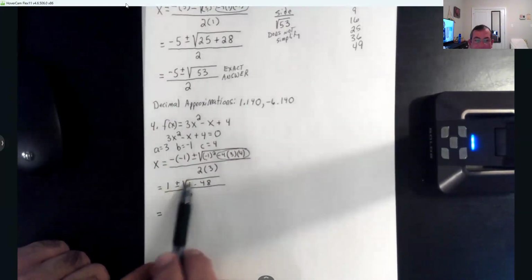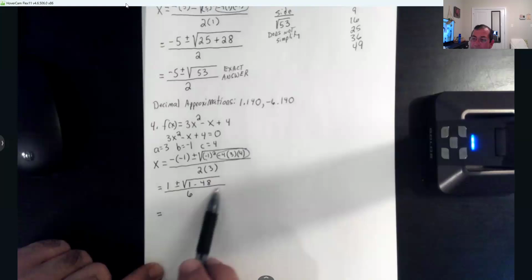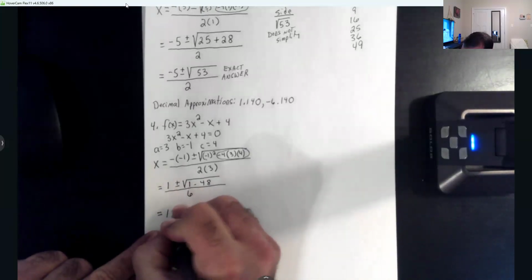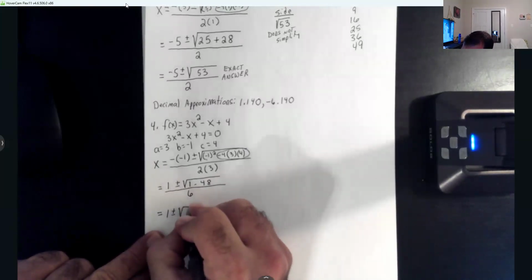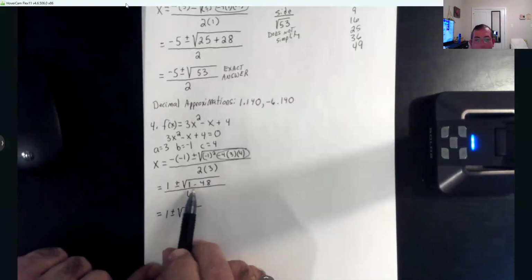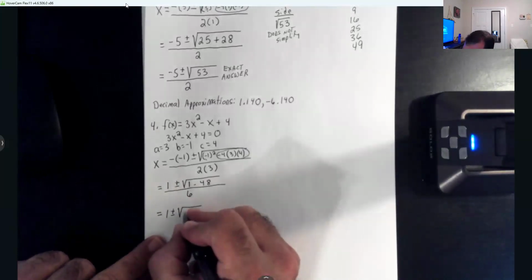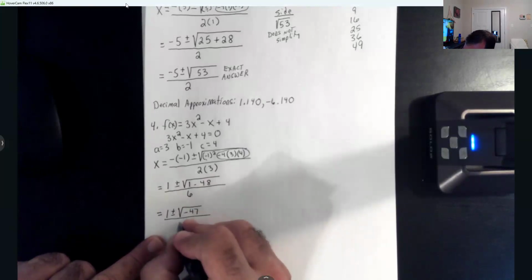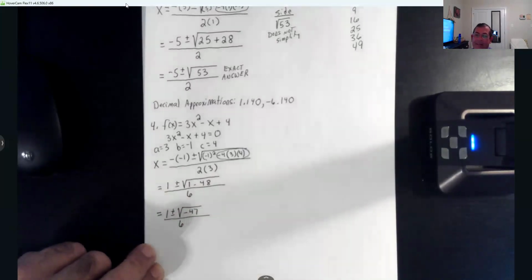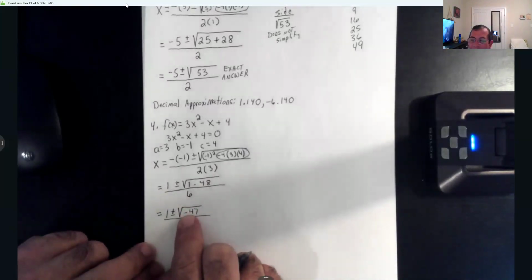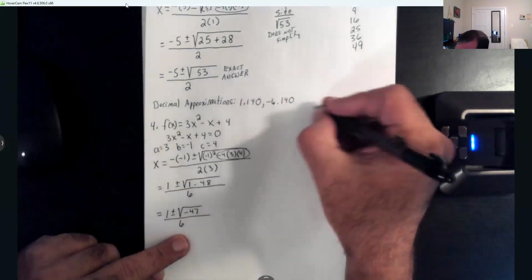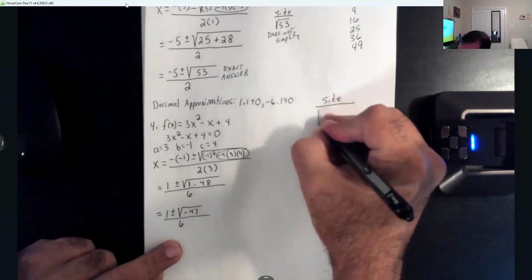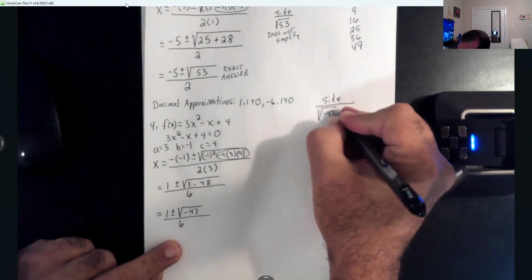All right, so our next step is to add and subtract under the radical. So I got my 1 plus or minus square root. Well, y'all, 1 minus 48 is a -47 all over my 6. So we're down to the radical now. So let's go to the side and let's simplify that square root of -47.